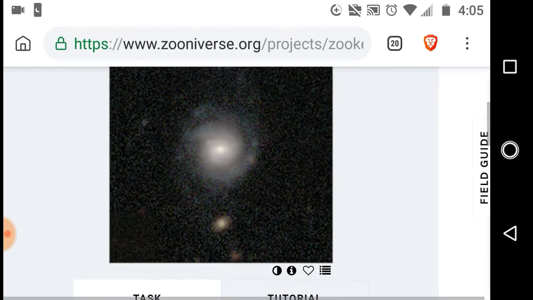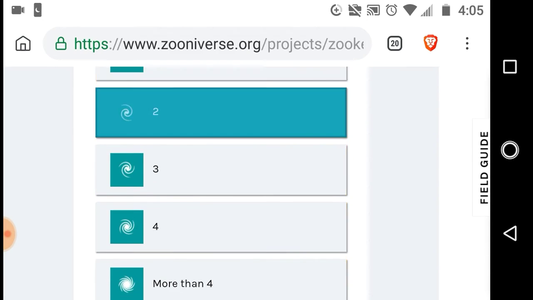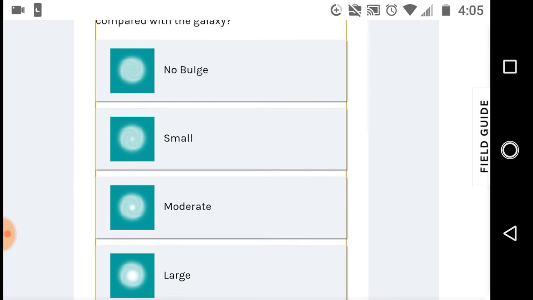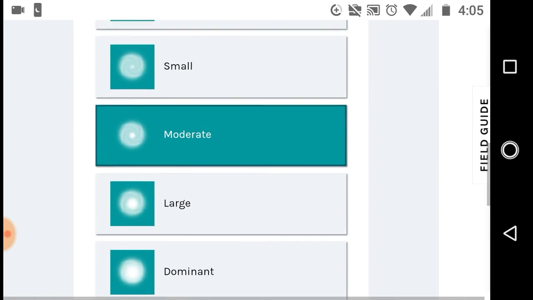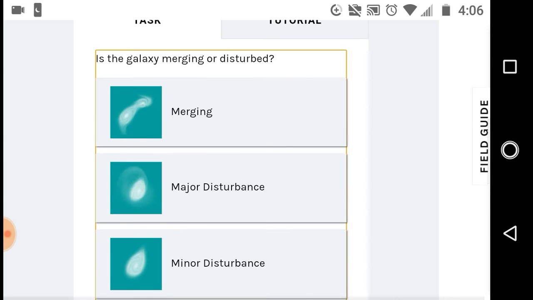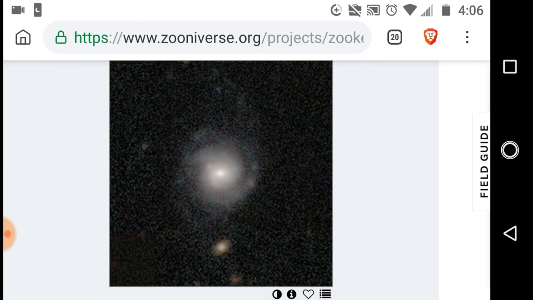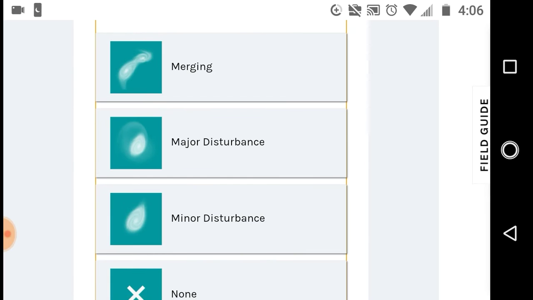Going to say 2. Is there a bulge? Well, you bet there's a bulge. I'd say medium or moderate. Is it merging or disturbed? Yeah, there's a disturbance. Let's say major disturbance.